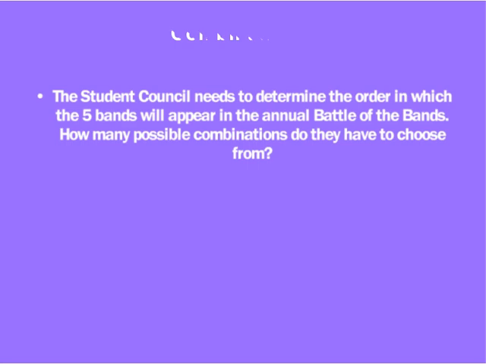Well, this is a completely random event. Since it's completely random, we can use the factorial mathematical operation. In this case, we have 5 bands. So it's a random order, and we can use the factorial of 5. So 5 factorial is 5 times 4 times 3 times 2 times 1. So we have 120 possibilities for these bands.